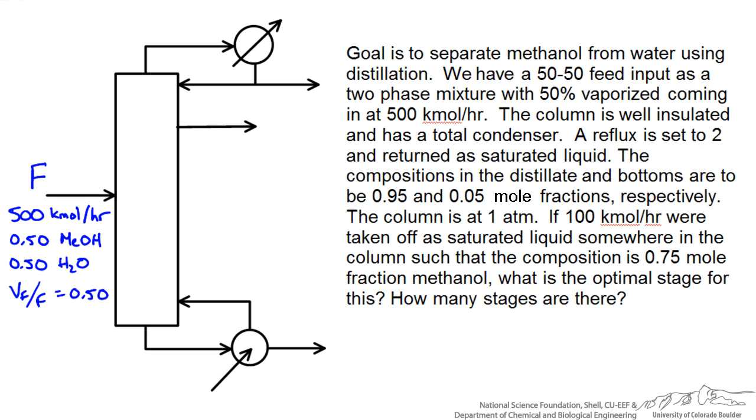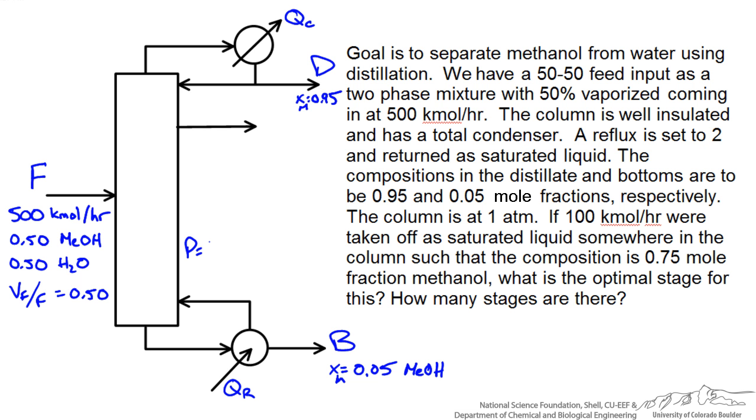So here's our information for our feed, 500 kilomoles an hour. It's a 50-50 mixture, and 50% of it enters as a vapor and 50% of it enters as a liquid. Now I'll go ahead and write our duties for our condenser and our reboiler, but it's not necessarily part of this problem, but it's good to label it. We also have our distillate, which has 0.95, and our bottoms at 0.05. And although it's not told to you, you need to figure out what component that's talking about. Since we're talking about methanol and water, methanol being the more volatile component, both these compositions are for methanol.